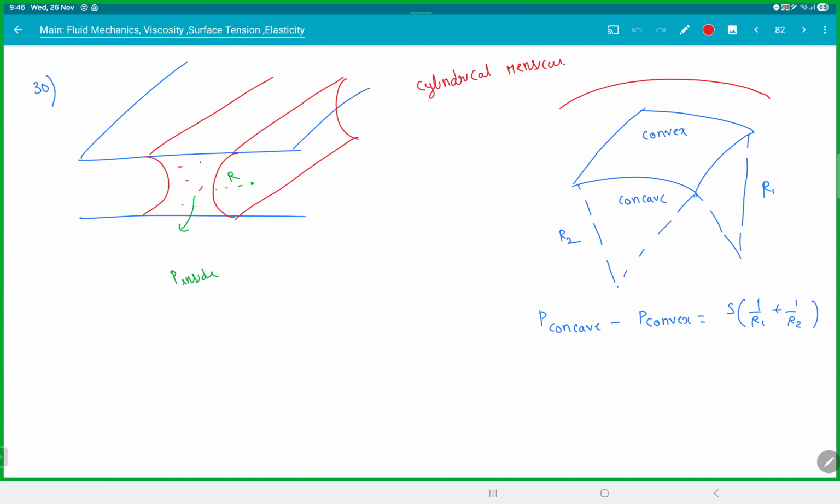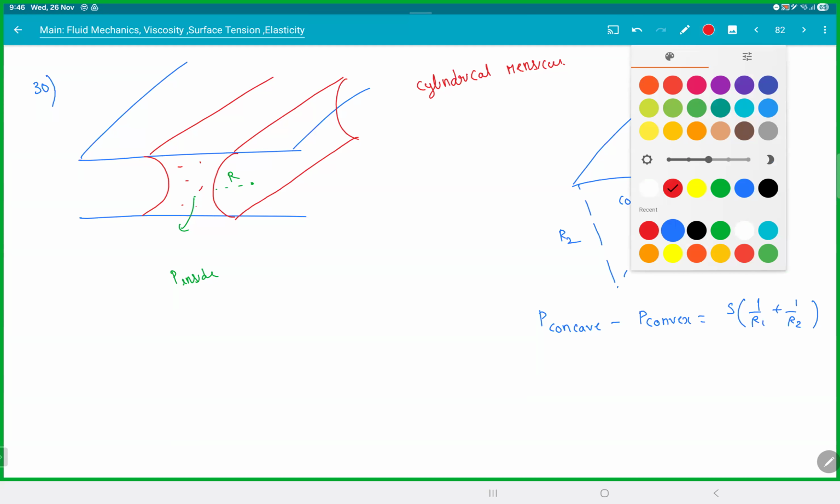This is a general formula for any random surface, if you remember. The excess pressure, right? P concave minus P convex is S(1/R1 + 1/R2). So what if you have a cylindrical meniscus? What will be the pressure inside? This is a straightforward formula substitution.